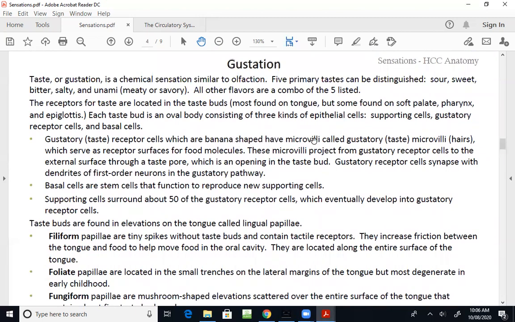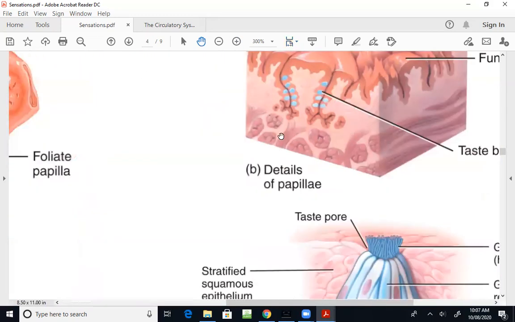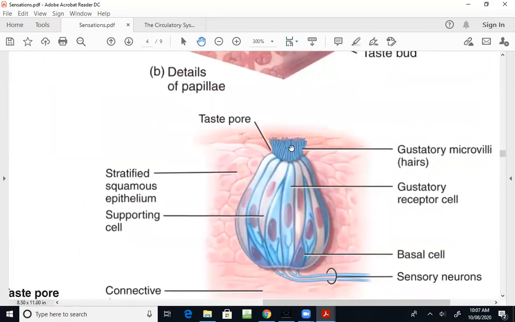Banana-shaped, having microvilli, called gustatory or taste microvilli, or you could replace microvilli with hairs. So there's kind of 4 different ways you can say that. You can call them gustatory microvilli, gustatory hairs, taste microvilli, taste hairs. All mean the same thing. Little tiny extensions off of the cell that are stimulated by chemicals that we taste.